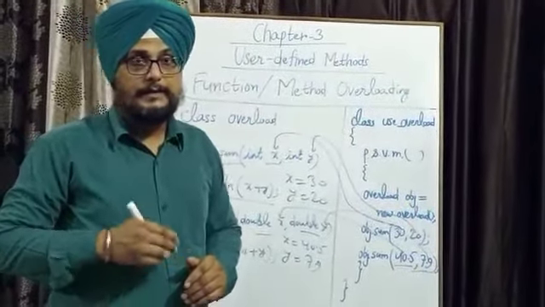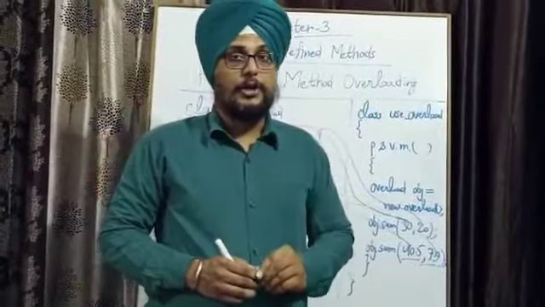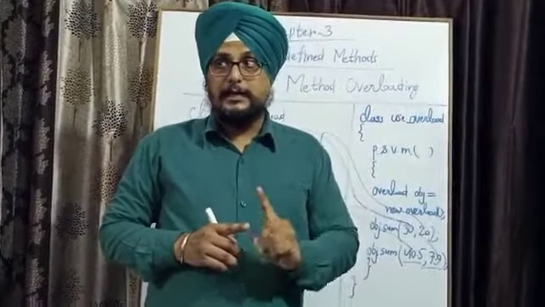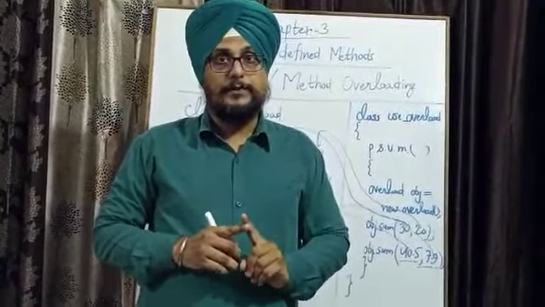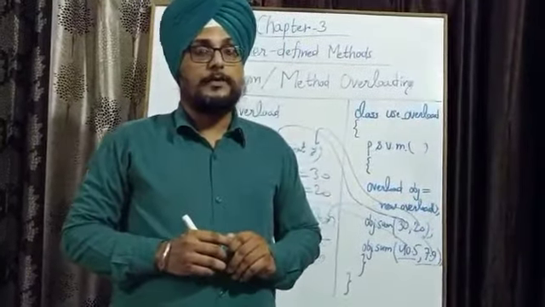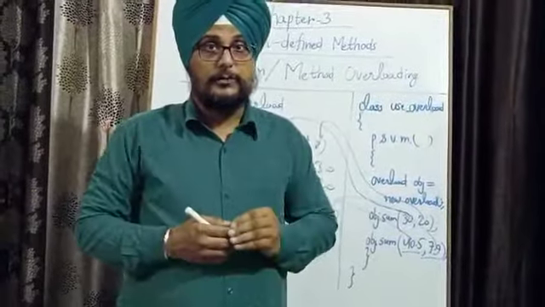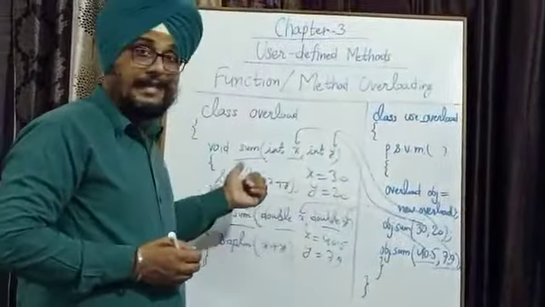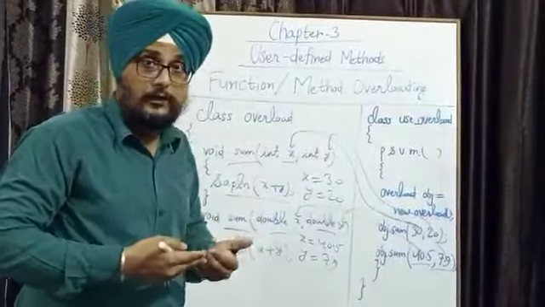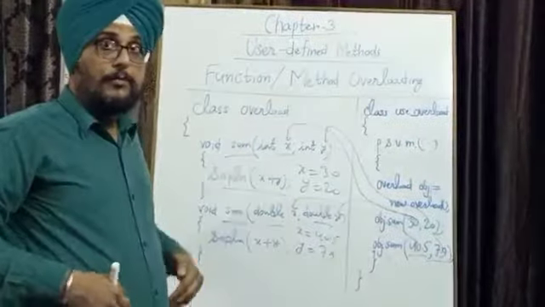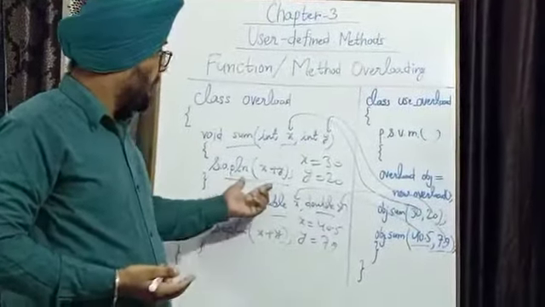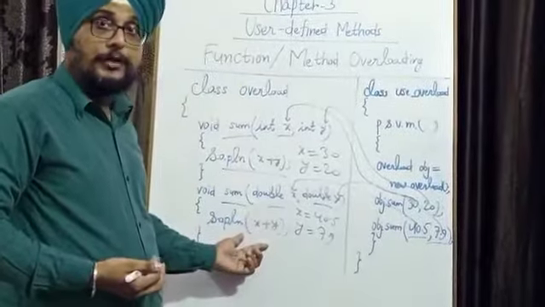This comes under polymorphism. Polymorphism you have already studied in class 9th. Polymorphism is one of the principles of OOP, having more than one form. So here also you are getting the same feeling: this sum function is having more than one form. Here it is adding two integers, here it is adding two double values.